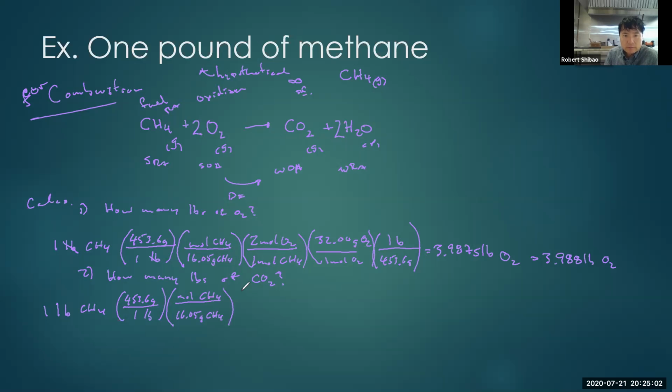This is different though, because we're not interested in oxygen. We already did the oxygen. We know how many pounds of oxygen. We need about 4 pounds of oxygen. So if I have 1 pound of methane, I need about 4 pounds of oxygen to react. What about CO2? Well, CO2 is what we call a 1-to-1 mole ratio. And so for every 1 mole of CO2, I will need 1 mole of methane.